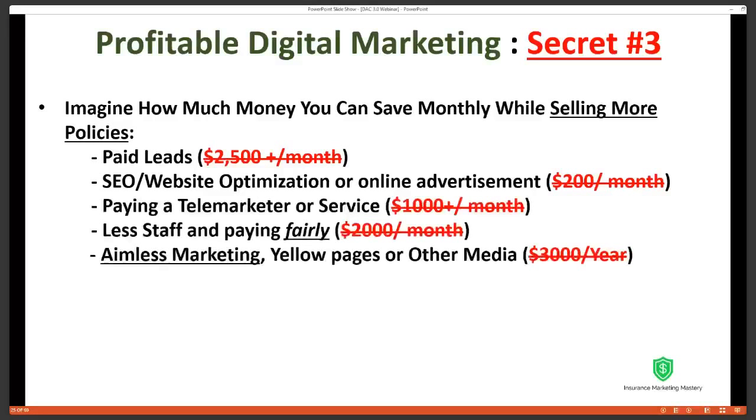Or what about these? If you have a telemarketer or a service, right? A warm transfer. What are you paying per month? You might say, well, I only pay my telemarketer $9 or $10 an hour and they only work part-time. Yeah, accumulate that over time. That's a lot of money, right? Or imagine if you could have less staff, but pay them fairly, right? And that's commission structures, which I talk about.